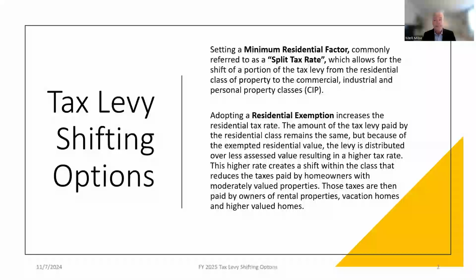The second and optional tax levy shifting option is whether or not to adopt what's called a residential exemption, which increases the residential tax rate. The amount of the tax levy paid by the residential class remains the same, but because of the exempted residential value, the levy is distributed over less assessed value, resulting in a higher tax rate. The higher rate creates a shift within the class that reduces the taxes paid by homeowners with moderately valued properties. Those taxes are then paid by owners of rental properties, vacation homes, and higher valued homes.